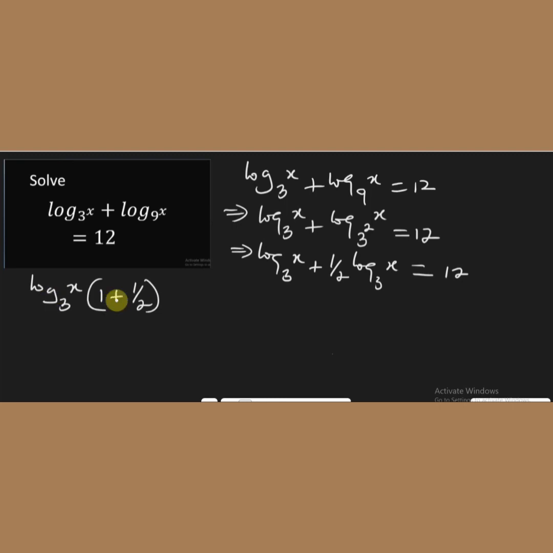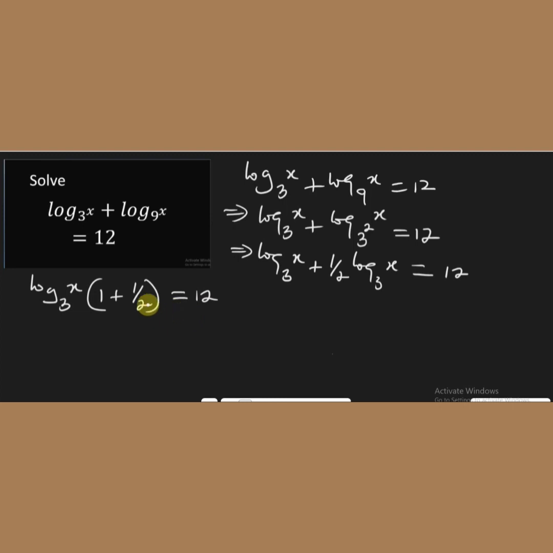This and this are the same because if I expand the bracket again, I'm going to have log 3 raised to the power of x times 1. It will give me log 3 raised to the power of x. Then log 3 raised to the power of x times half is going to give me half log 3 raised to the power of x. So this and this are the same. I just did factorization. So I'm going to equate it to 12.